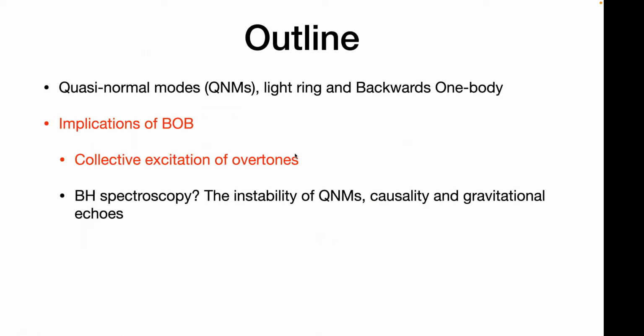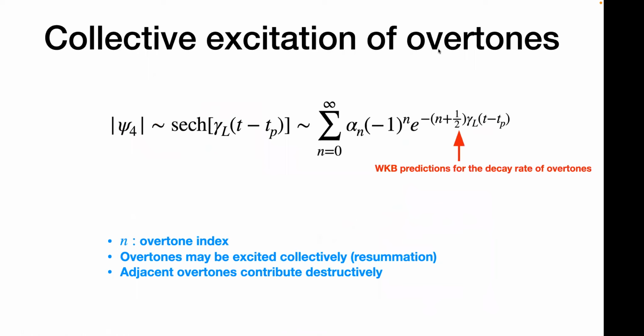The first part is called collective excitation of overtones. So we know the amplitude of Psi4 is given by this function. So we can Taylor expand it near the peak of the waveform. And the result looks pretty interesting. So you can see each term is an exponential decay. And the decay rate is the same as the imaginary part of the nth overtone predicted by the WKB approximation. So we can identify the Taylor index n with the overtone index n.